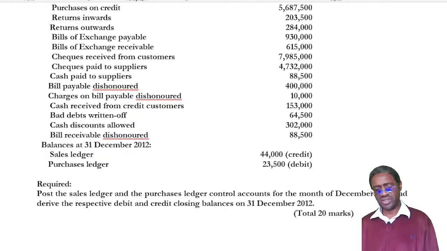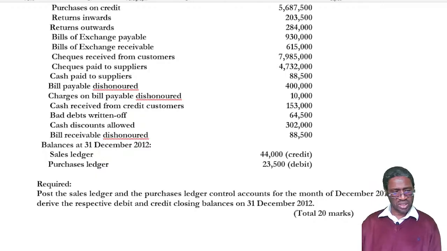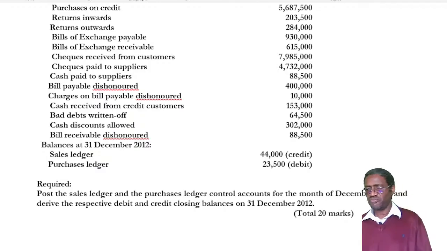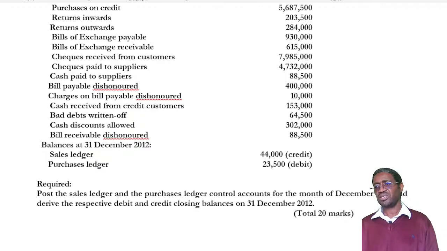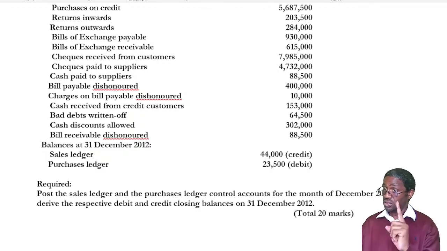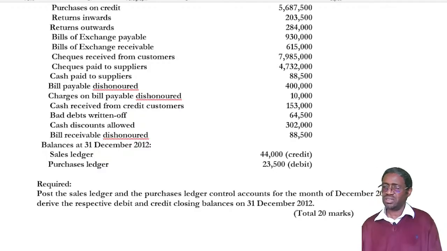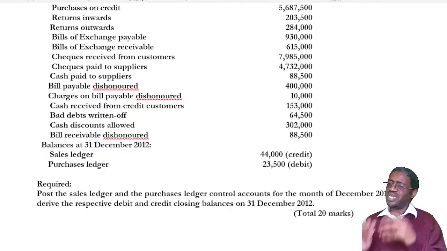Balances by 31st of December: you are given sales ledger, there is a credit balance of 4,000. Then you have purchases ledger, you are given another 23 debit. This time they have given you one balance for each by the end of the year, and it's the odd one, not the normal one. Listen, debtors ledger, the sales ledger is always a debit. Now they have given you the one which is the credit. Meaning now that you will be required to get the other balance on your own.